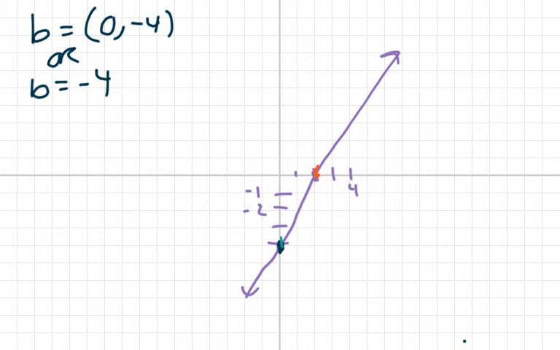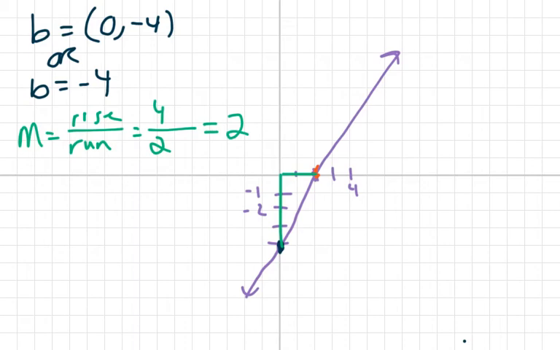So I'm going to count up 1, 2, 3, 4. So remember your slope is rise over run. So we're counting up 4 and then over 2. 4 divided by 2 is 2.